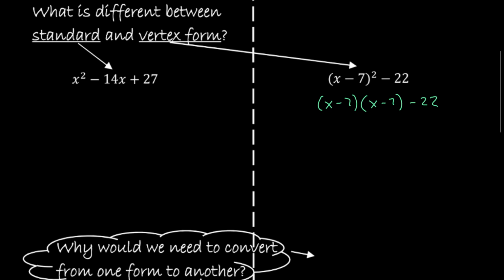So you double distribute, I like to call it distributing, or you foil it, or you can use the box method, which higher levels don't really care for. So here, we're going to multiply x times x and get x squared, and x times negative 7 and get negative 7x, and negative 7 times x and get negative 7x, and negative 7 times negative 7 and get 49.